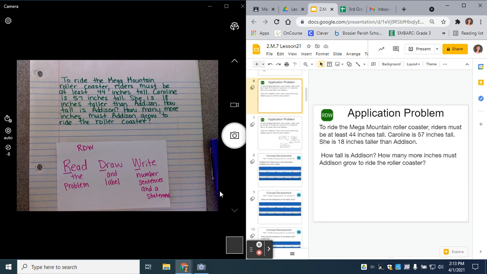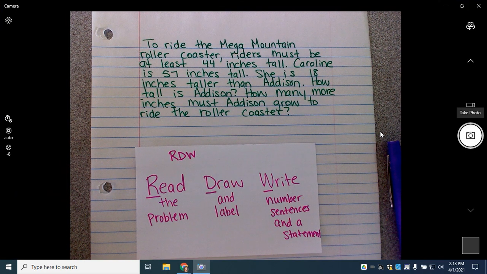All right, let's first start with our word problem. To ride the Mega Mountain roller coaster, riders must be at least 44 inches tall. Caroline is 57 inches tall. She is 18 inches taller than Addison. How tall is Addison? How many more inches must Addison grow to ride the roller coaster? Let's use our read, draw, write strategy.